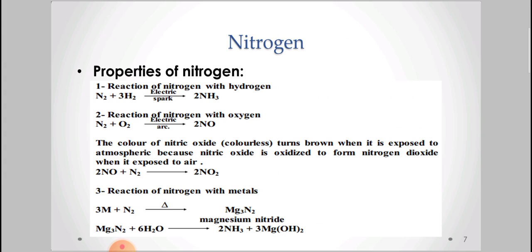Reaction of nitrogen with metals. Metal plus nitrogen N2: magnesium with nitrogen gives Mg3N2, magnesium nitride. Magnesium nitride reacts with water to give ammonia gas and magnesium hydroxide.